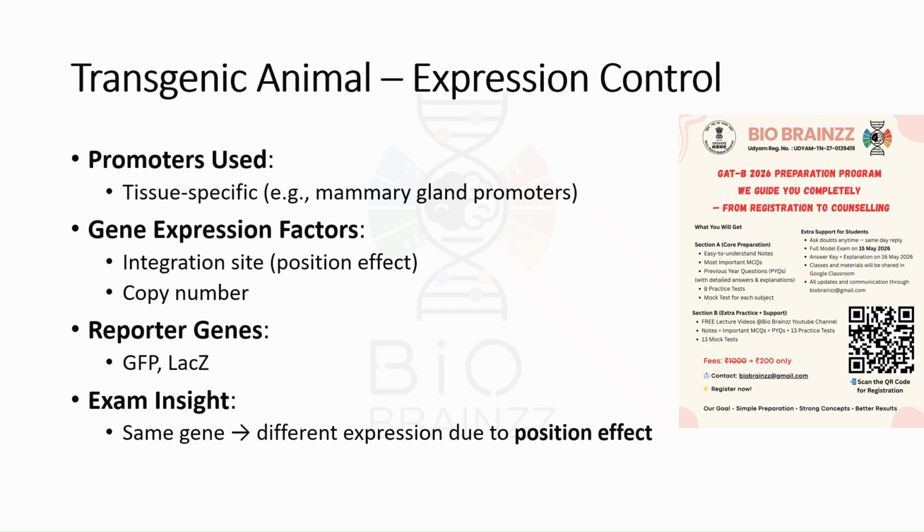Gene expression in transgenic animals depends on promoters and the site where the gene is inserted. Tissue-specific promoters ensure that the gene is expressed only in certain tissues. Factors like copy number and position effect also affect expression. Reporter genes like GFP and LacZ are used to study gene expression. A key exam point is that the same gene can show different expression depending on its location in the genome.